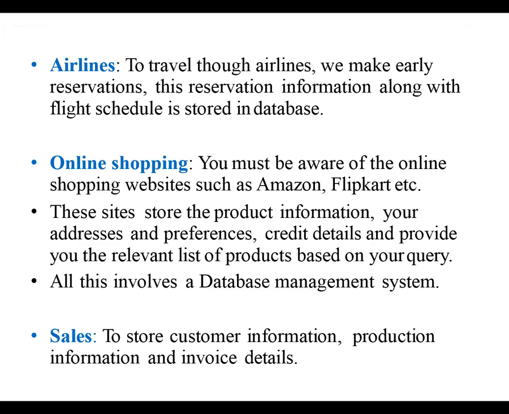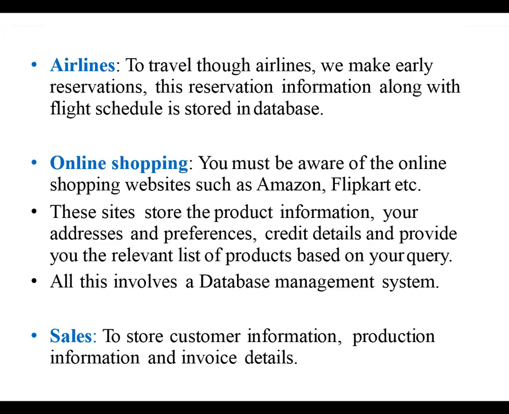Next, the airline system. To travel by airline, we can make an early reservation. This reservation information, along with the flight schedule, is stored in the database. In the airline system, we have all data related to a particular customer traveling, like your reservation time and how many people are coming with you for a particular journey. All this type of data is stored in the airline system.